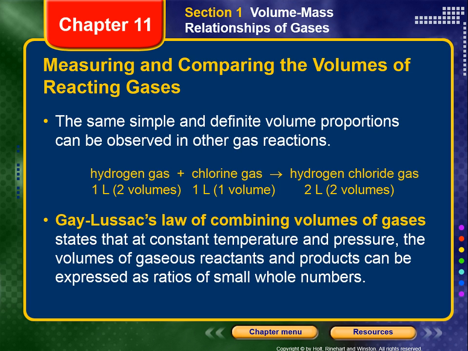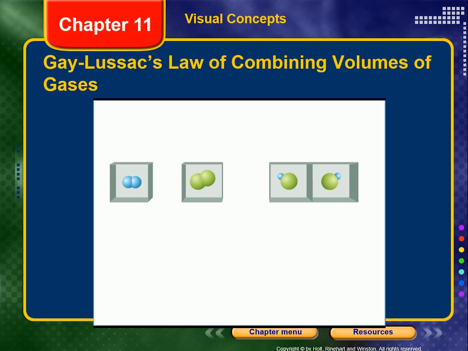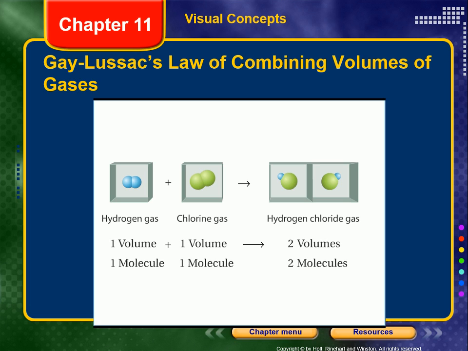But Gay-Lussac's law of combining volumes of gases states that at constant temperature and pressure, okay, so we have to have certain things constant, the volumes of gaseous reactants and products can be expressed as ratios of small whole numbers. In the early 1800s, Joseph Gay-Lussac studied the relationship between the volumes of gases involved in chemical reactions. He found that 1 volume of hydrogen gas reacts with 1 volume of chlorine gas to form 2 volumes of hydrogen chloride gas. No matter what volume of gases he used, the ratio of hydrogen and chlorine remained the same.